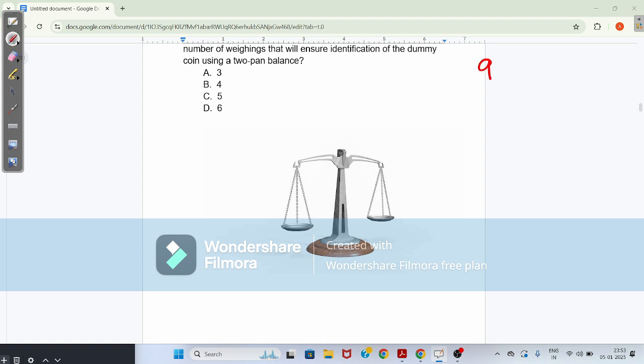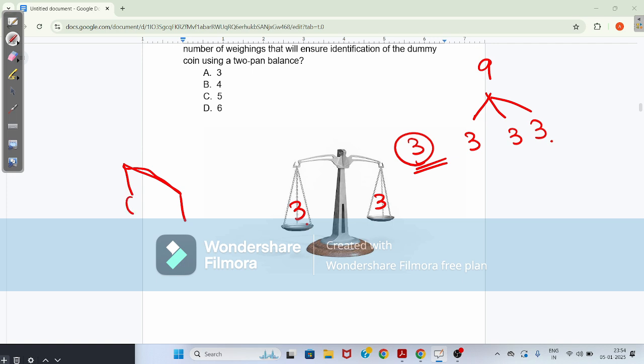Okay, now divide these 9 coins into 3, 3, 3 and balance, and use the same process here. If these two are the same, the dummy coin will be in the remaining coins. If these two values are different, this 3 and this 3, the dummy coin will be in these 3 coins. Okay, now again consider the 3 as 1, 1, 1 here, then do the same process.